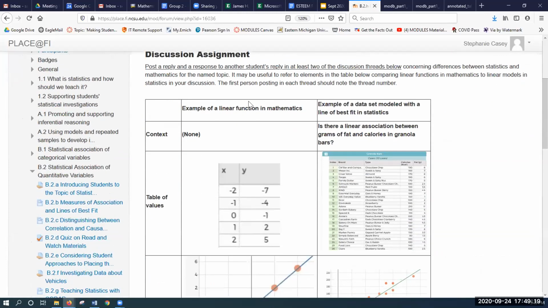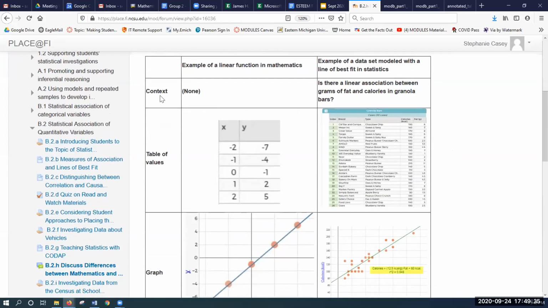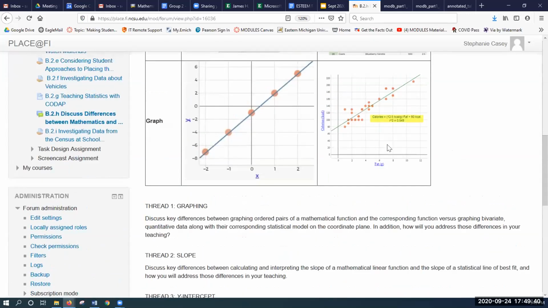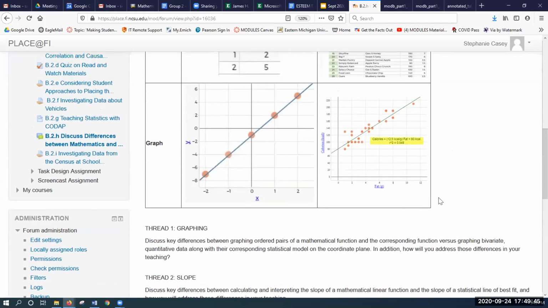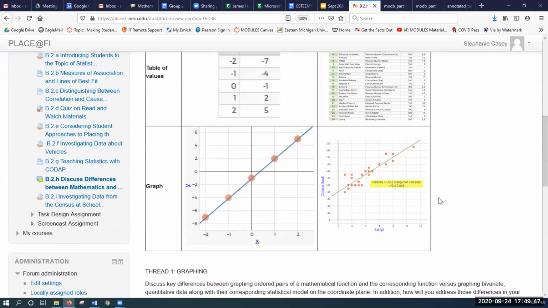So we give them some ideas of things to think about, differences between linear functions in mathematics and line of best fit for data sets in statistics. And they've already worked with this data set in this module about granola bars and their attributes. So we just get them to start thinking about what's different about the role of context, table of values, the graphs that we make and how we make them, the slope of the lines, the y-intercept of the lines. So really building on things they've talked about, math and stats being different, but how does that really play out in this context?